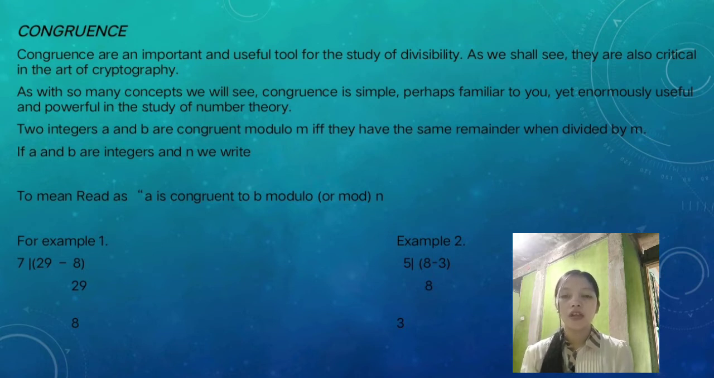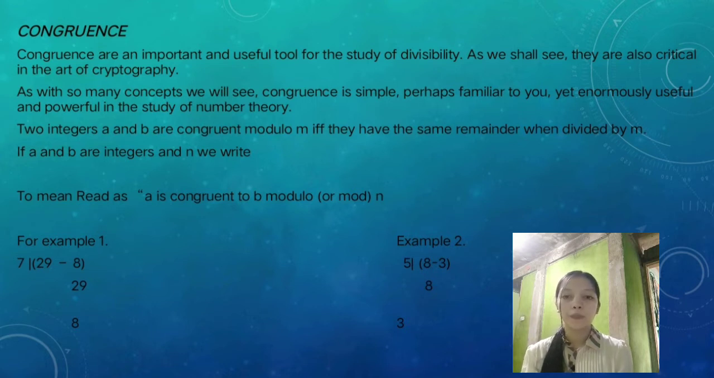For example, 29 is congruent to 8 mod 7, meaning 7 divides 29 minus 8. To prove this, we divide 29 by 7, which is 4 with a remainder of 1, while 8 divided by 7 is 1 with a remainder of 1. So the two integers are congruent because they have the same remainder.